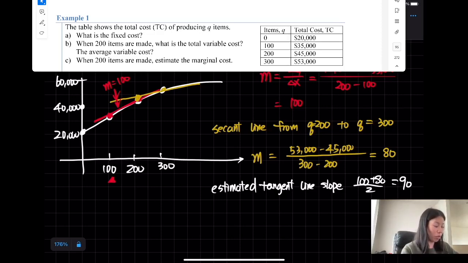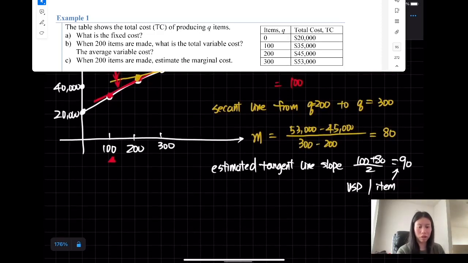Because you remember, what does the rate represent? The rate, the unit of the rate would be USD per item, right? USD per item. So remember that this tangent line is what?